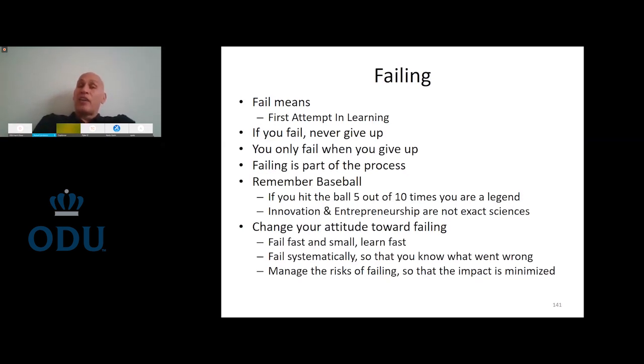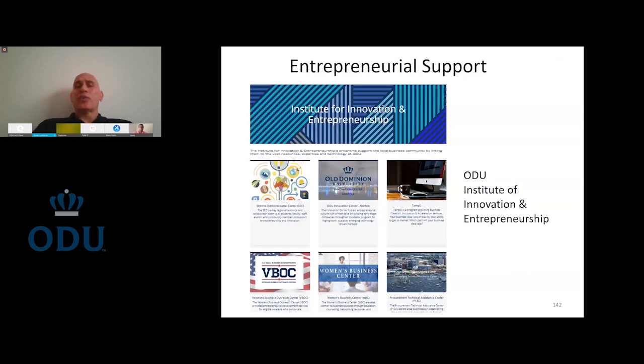Fail smart, learn fast, fail systematically so you know what actually went wrong. And in a very reduced scope so that you don't risk too much time and too much money and too much of your image. And seek support. There are companies and people out there that are willing to give you all the support they have in this innovation and entrepreneurial journey. We have the entrepreneurial center that provides help to women, government, and students and alumni on how to become innovators and entrepreneurs.